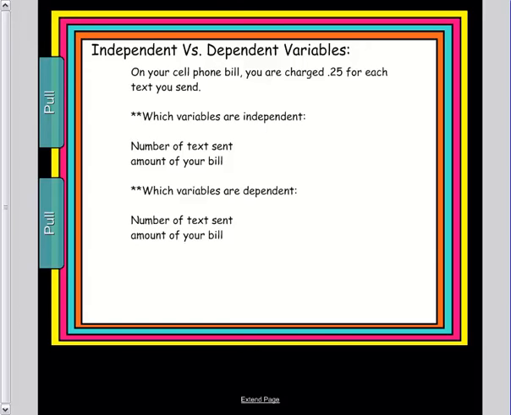Today we're extending the rate of change and talking about independent versus dependent variables. Okay, this should be a review for you from science, so it's transferring now into math. Let's look at an example.